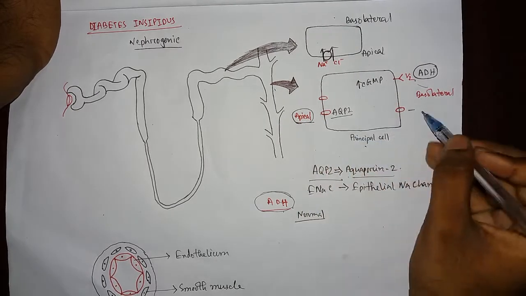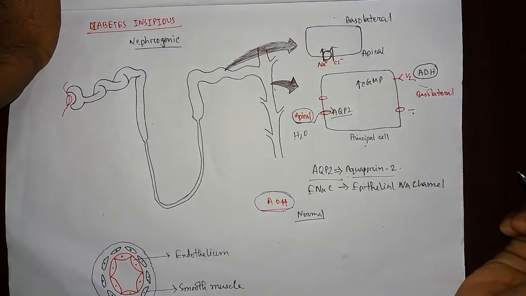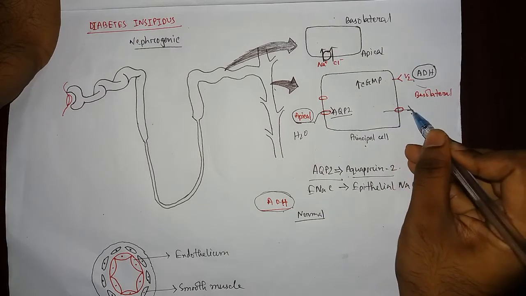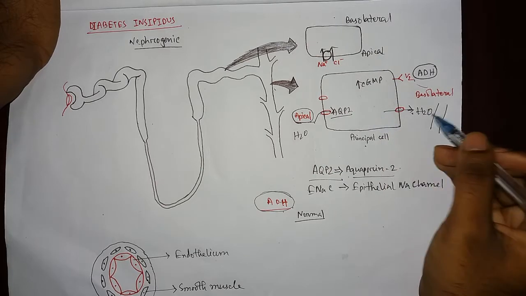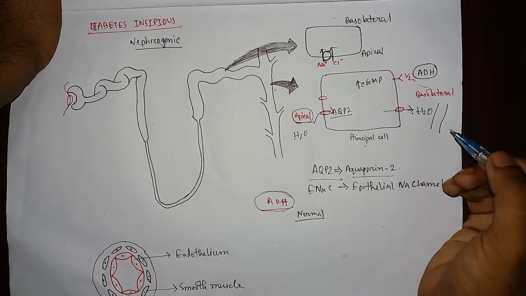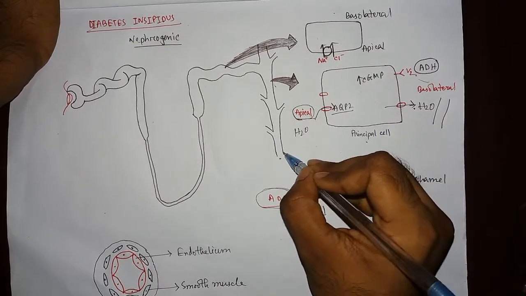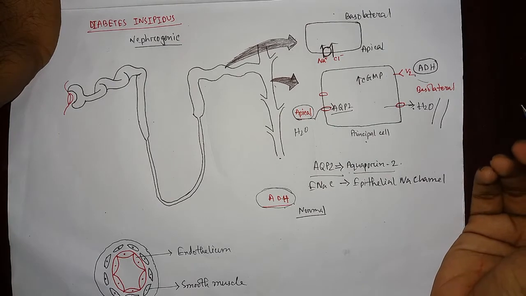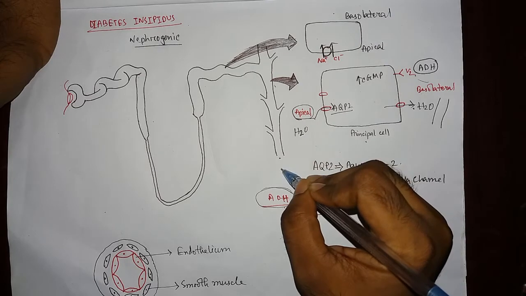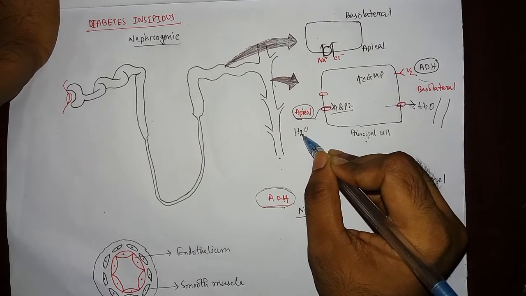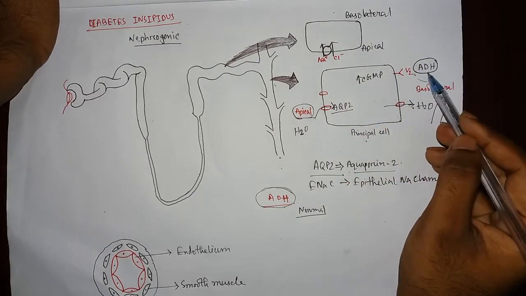aquaporin channel in the apical portion or in the basal portion causes water to be absorbed within the principal cell, and this water then passes to the basolateral site and to the blood vessel, and the water then remains in the body. The more water is absorbed, the more concentrated the urine becomes. So when you drink too much water, more water will be excreted through urine, and when there is water deficiency in your body, then more water will be absorbed through the aquaporin 2 channel by the action of the antidiuretic hormone.